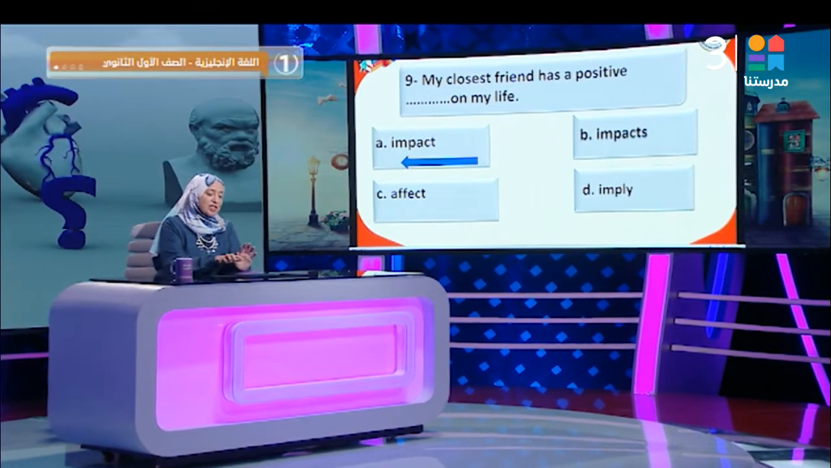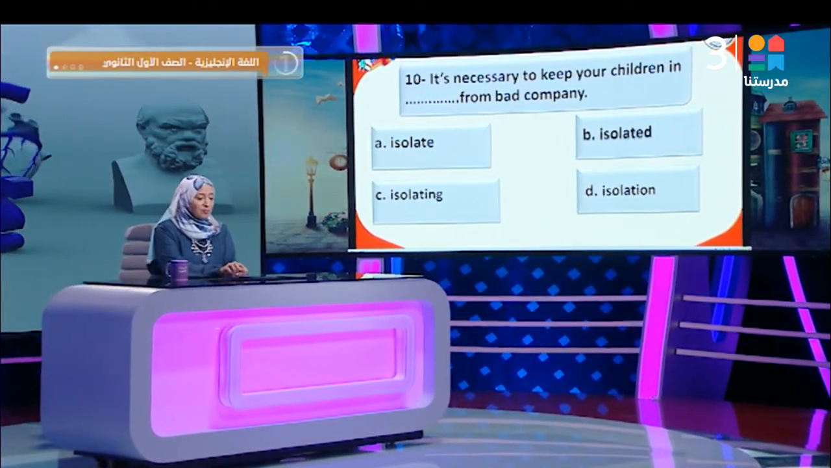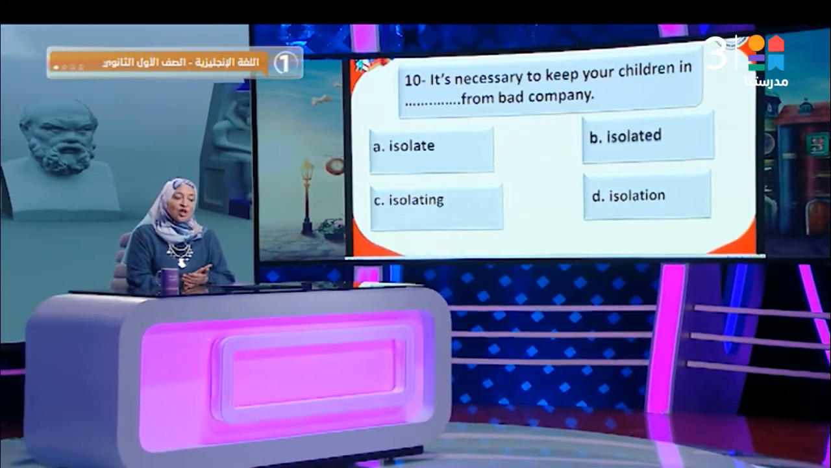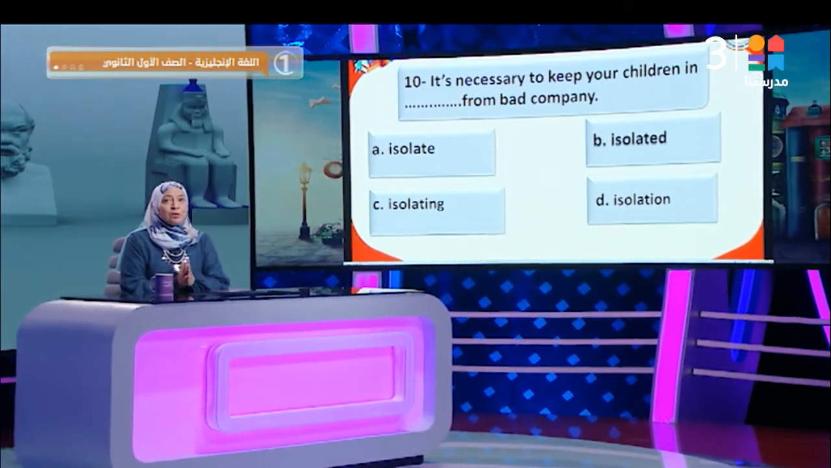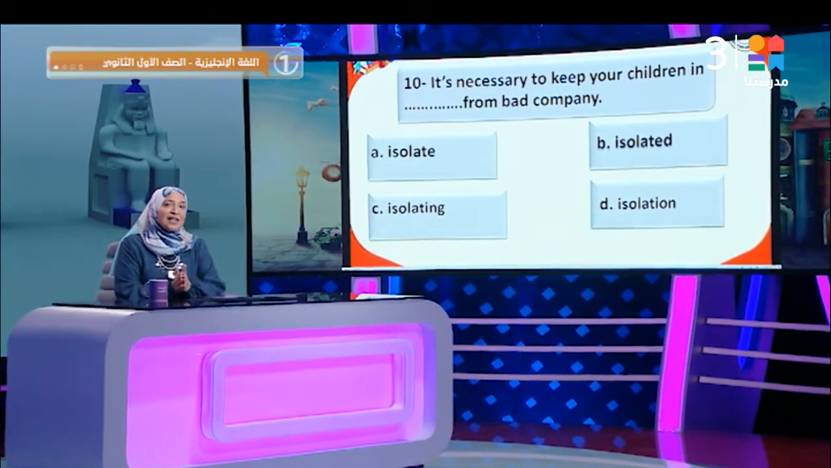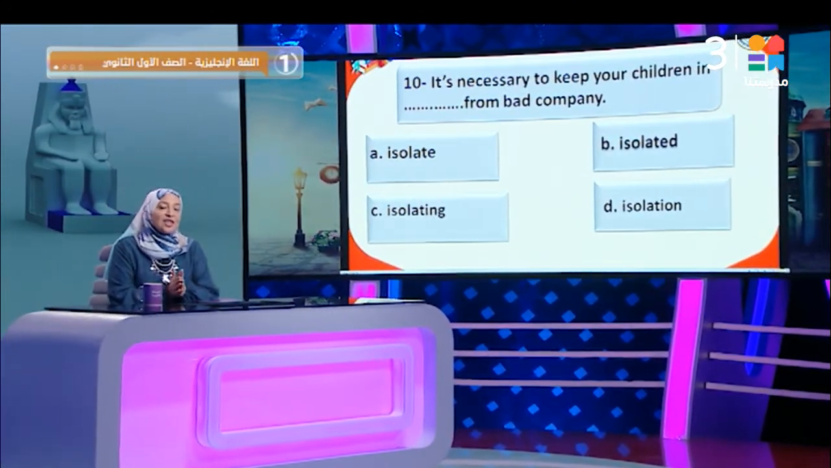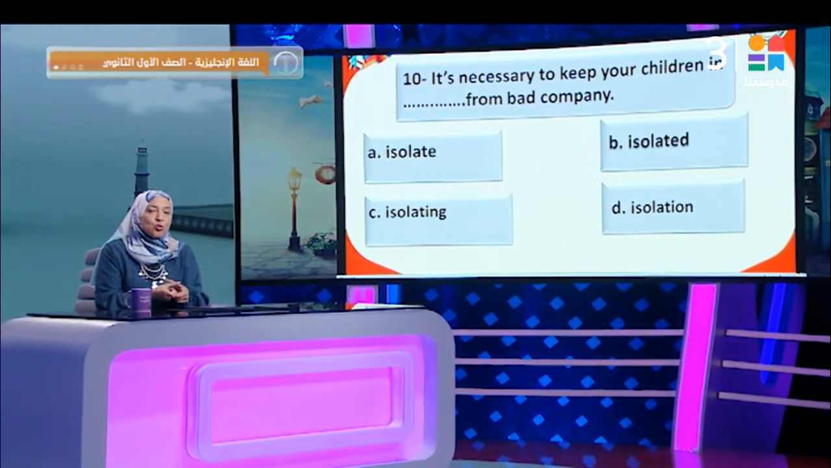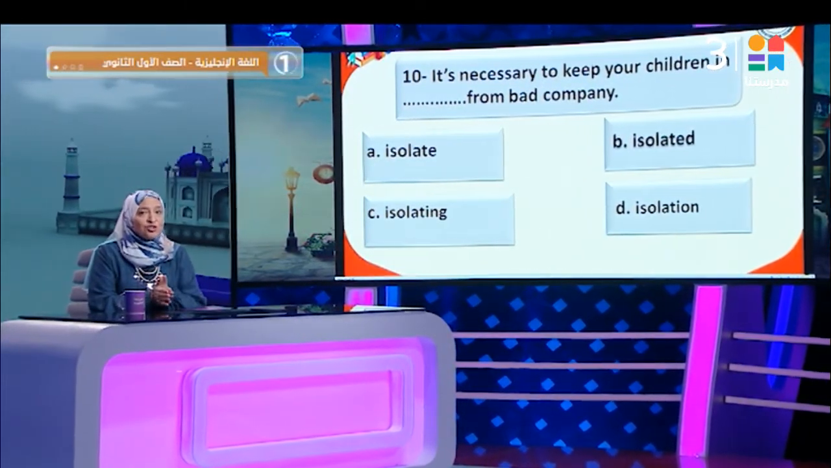Okay, let's look at the question number 10. It's necessary to keep your children from bad company. It's important that we keep our children away from bad company. Company here means to be with bad people, bad companions. To be in isolation of bad people.